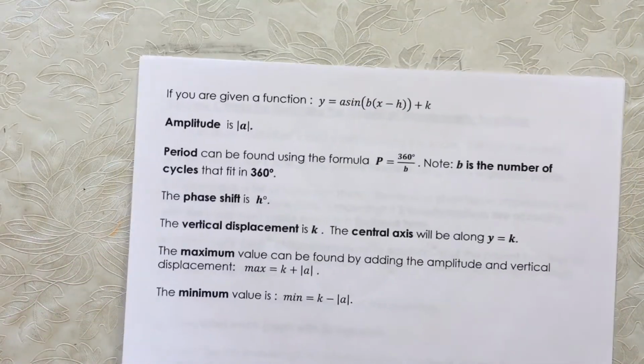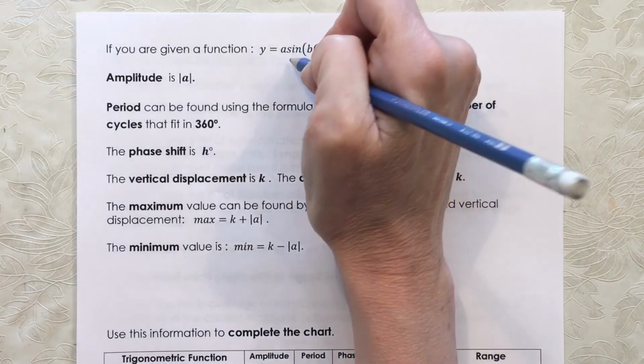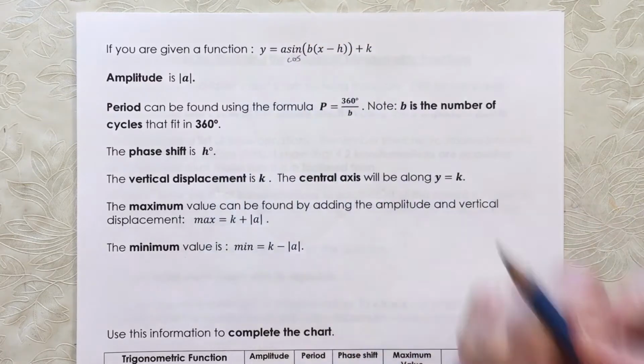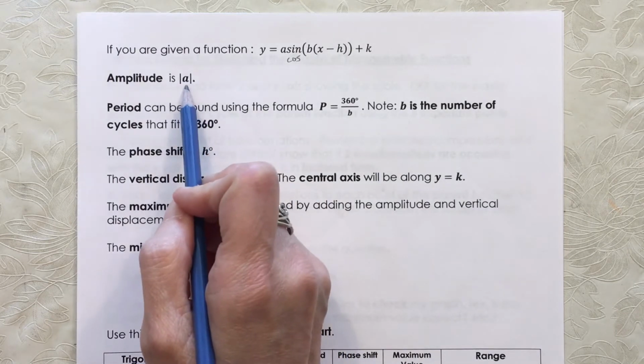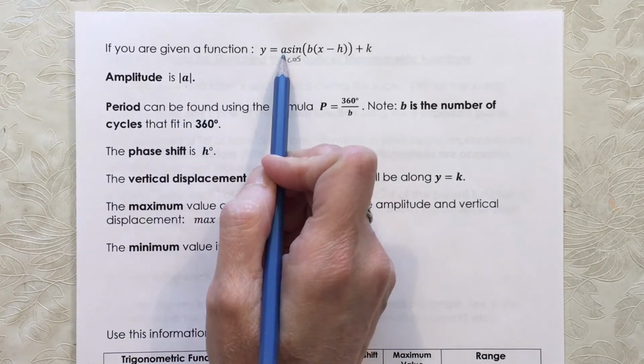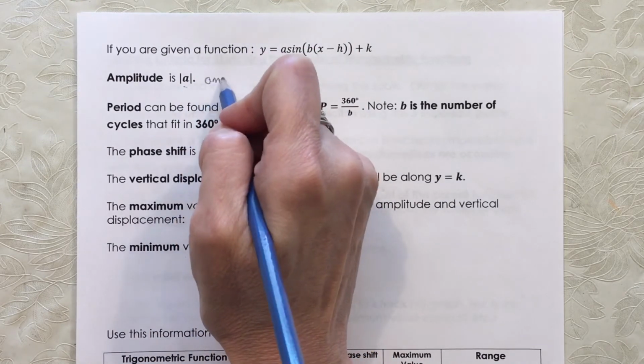So here's a summary. If you're given a function y equals a sine, and this can also be cos, so it works for cos, same as sine, b(x minus h) plus k, you can get the amplitude right from the equation by taking the absolute value of whatever the vertical stretch or the a value is. An absolute value just means amplitude is always positive.